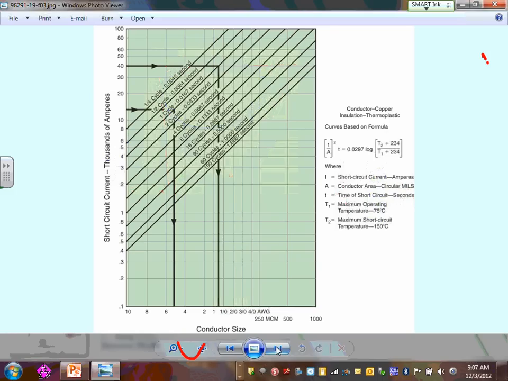Now, this curve, Darren, my friend, came from the manufacturers of cables. This is the withstand rating of the conductor. The withstand rating of a conductor will get you these values. So these are short circuit thousands of amps. Can you guys see that right here at the top is the kiloamps? Right here is AWG. Everybody can see that? The AWG on this side, kcmil on the other side.